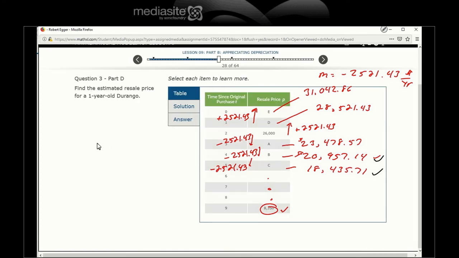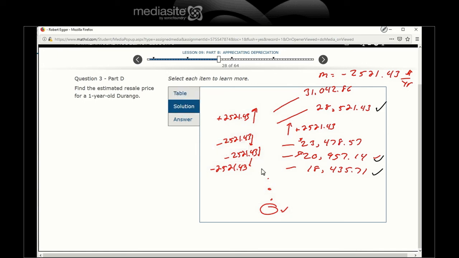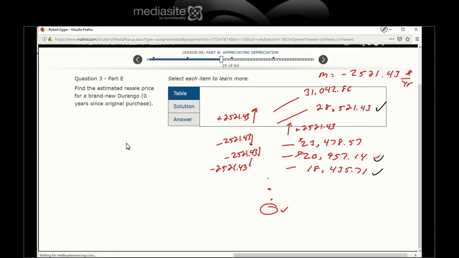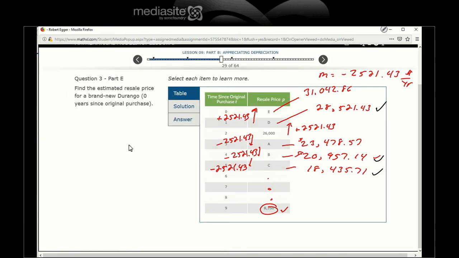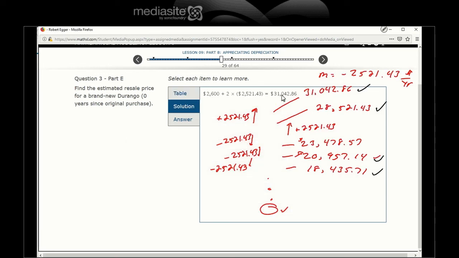Value for a 1-year-old Durango. There you go. Estimate was 28,521.43. Brand new Durango. Estimate was 31,042.86. Okay, one multiplication, I just kept on adding. 31,042.86. All right.